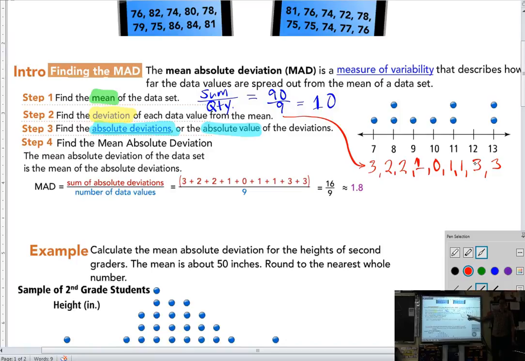Both of these 8s are 2 away. This 9 is 1 away. The 10 is on the average. It's perfect. It has no deviation. The 11s are both 1 away, and the 13s are both 3 away. Any questions on how we found each of those deviations? We just figured out how far from 10. They have to be positive.